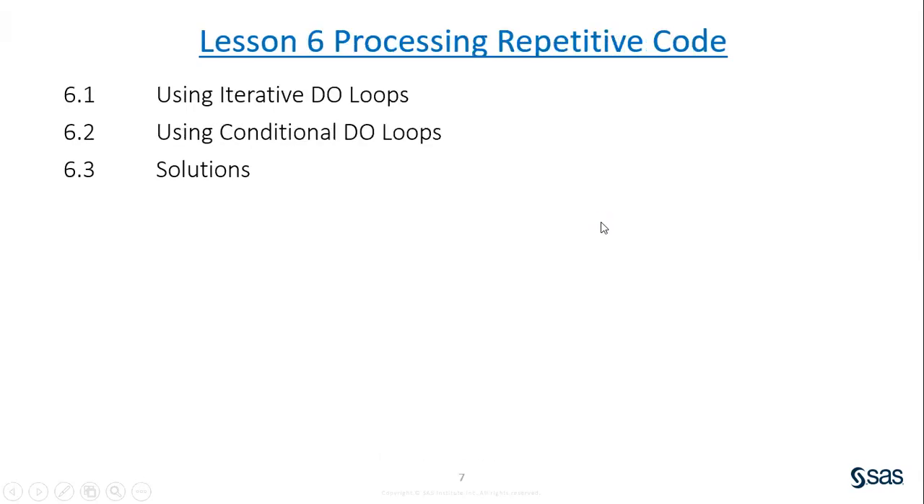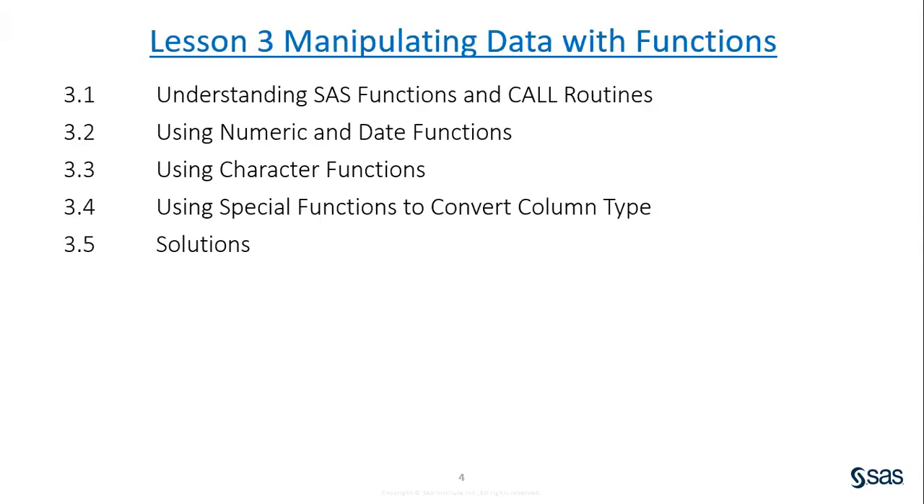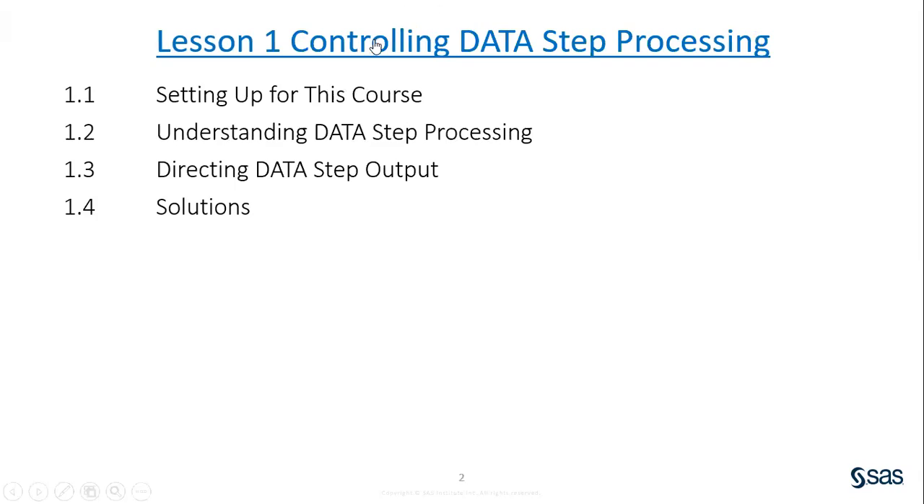Lesson 6 will be all about getting introduced to do loops. And lesson 7 is restructuring tables. Sometimes there is a scenario where your columns have to be converted to rows and rows to columns. So there are two ways of restructuring: one with the data step, one with the proc transpose procedure step. That's it. Seven chapters to be covered in PG2. So let's start with lesson number 1, which is controlling data step processing.